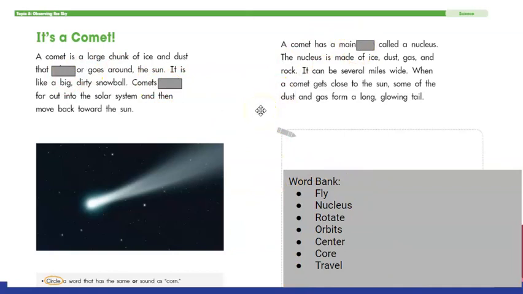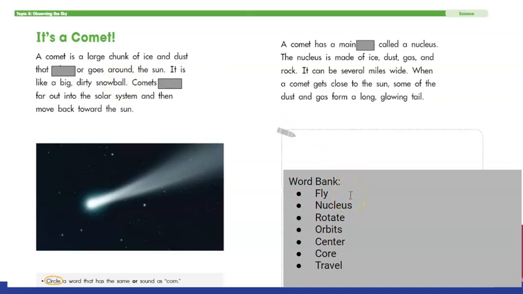I'm going to read through my story. When I get to a missing word, we're going to work through and figure out which word is missing. It's a comet. A comet is a large chunk of ice and dust that blank or goes around the sun. I think we're looking for a word that means something similar to goes around. Let's read through our word bank and you think in your head, what word is missing in our sentence?